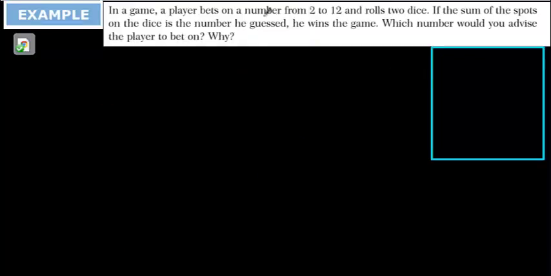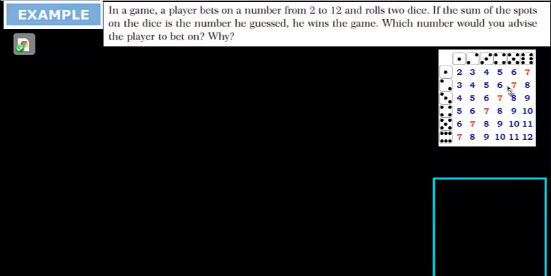In a game, a player bets on a number from 2 to 16 and rolls 2 dice. If the sum of the dice is the number he guessed, he wins the game. Which number would you advise the player to bet on, and why? When we write the table here, as you see, there are the sums. The sums are 6 here, or the sums are 8 here, and here also the sum is 7. As you understand, there are 5 sixes, there are 6 sevens, there are 5 eights, and these are decreasing.